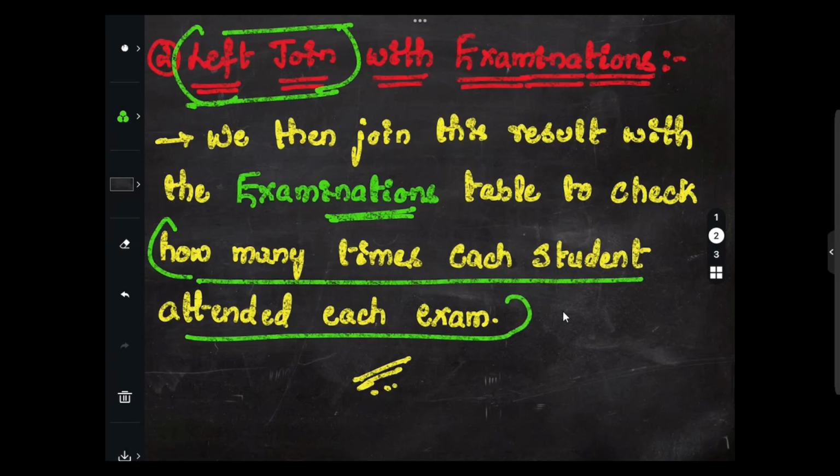Why is this very important? That is what they have asked in the question: how many times each student has attended the exam. That's what we need to return in the output, based on the student ID. We just need to sort by student ID. But what we need to find is how many times each student has attended each exam, right? That is the reason we'll be making use of the left join here. We will join the result with the examinations table to check how many times each student has attended each exam. This is fine, right? Easier to understand.